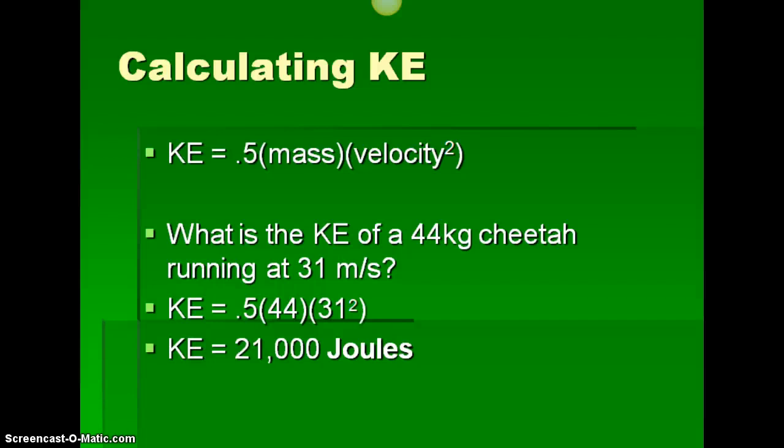Often I have students that mess up this equation. They either forget to do the half of the mass, the 0.5 times mass, or forget to square the velocity. So make sure that you're looking at that when you do this equation. In this example, what is the kinetic energy of a 44 kilogram cheetah running at 31 meters per second? The kinetic energy would be equal to 0.5 times 44 times 31 squared. I suggest for a lot of you, when you put this in your calculator, that you do the 0.5 times 44, the 0.5 times mass, first, get that number, do 31 squared, or the speed squared, second, and then multiply those two final numbers. Our kinetic energy here is 21,000 joules.